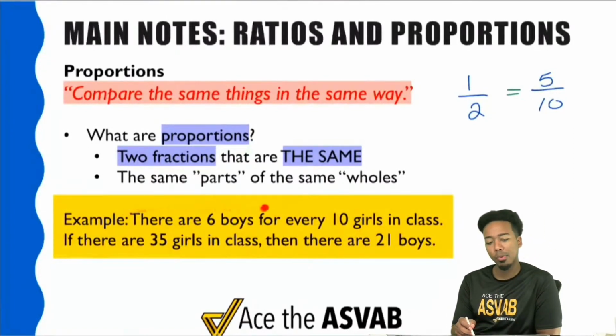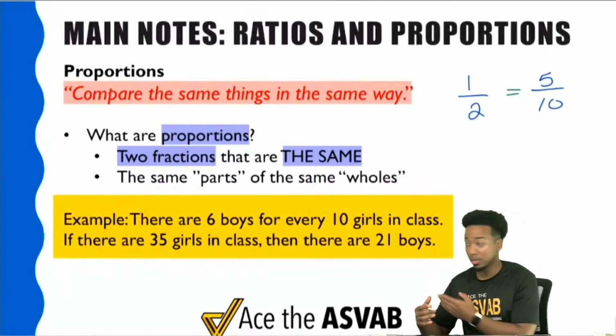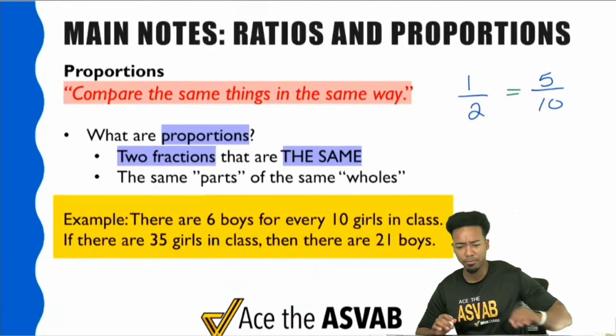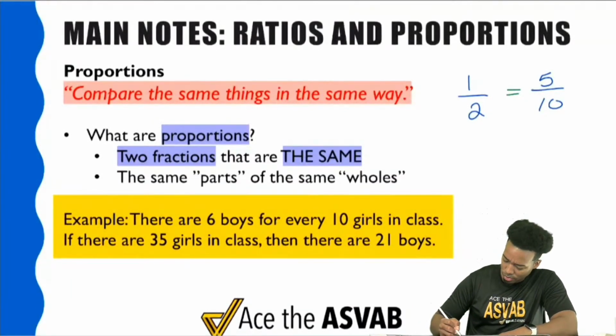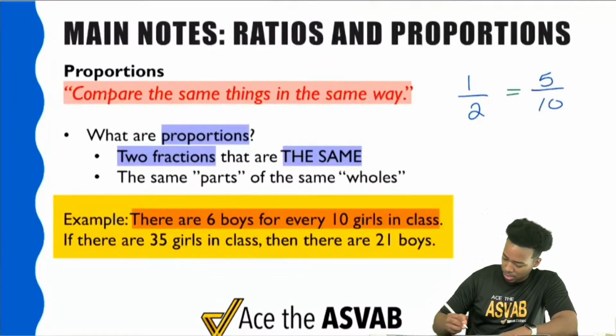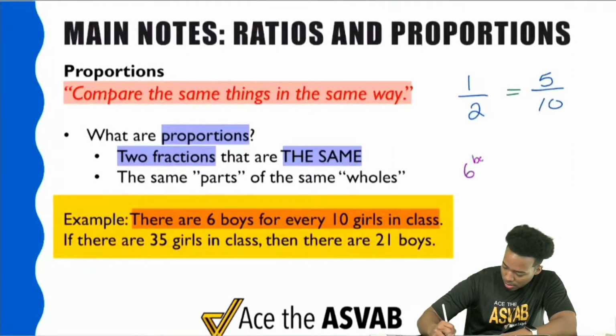There are 6 boys for every 10 girls in class. If there are 35 girls in class, then there are 21 boys. Let me go ahead and show you how you can write a proportion that represents this right here. Number 1, let's take the first sentence right here. There are 6 boys for every 10 girls in class. So I can go ahead and write 6 boys up top over 10 girls.